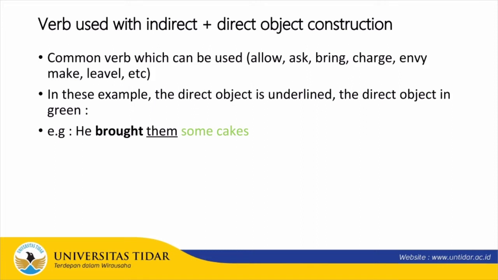The next is verbs used with indirect plus direct object construction. The common verbs which can be used are such as allow, ask, bring, charge, envy, make, label, etc. In this example, the direct object is in green and the indirect object is underlined. So we can say that the verb is the first one, them is the indirect object, and the direct object is some cakes.